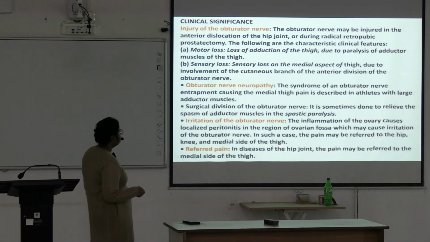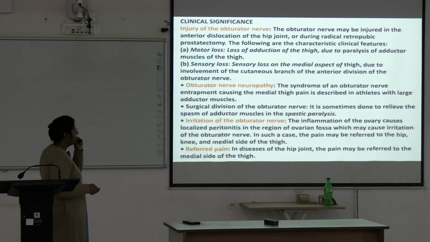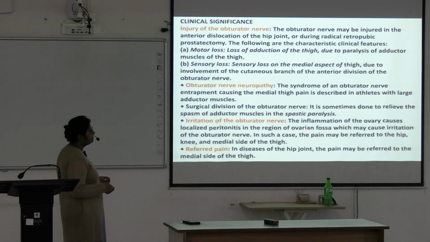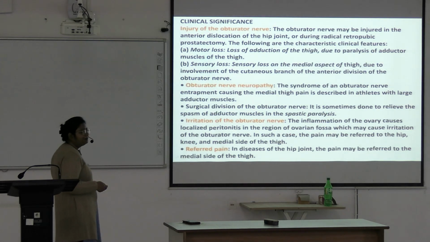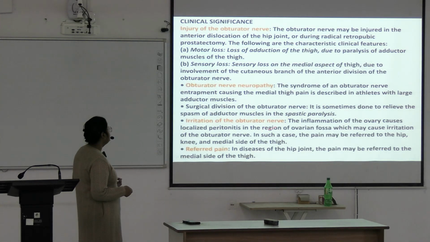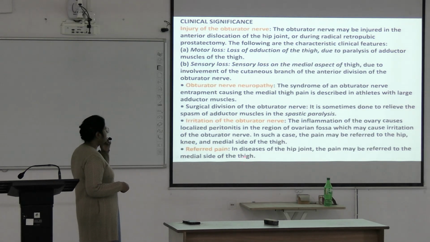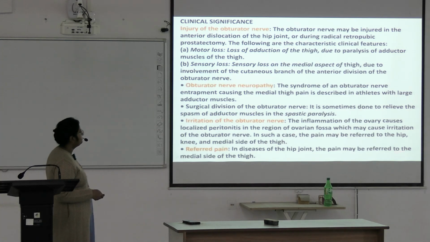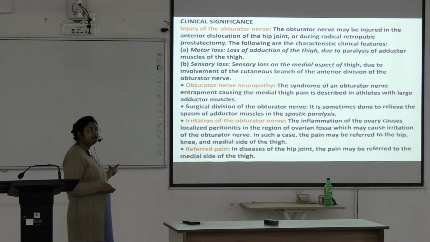Next is irritation of the obturator nerve. Inflammation of the ovary causes localized peritonitis in the region of the ovarian fossa, which may cause irritation of the obturator nerve. The obturator nerve is closely related to the ovarian fossa. Okay, and in such a case, pain may be referred to the hip, knee, and medial side of the thigh. Referred pain in diseases of the hip joint: the pain may be referred to the medial side of the thigh because it is also supplied by the obturator nerve.